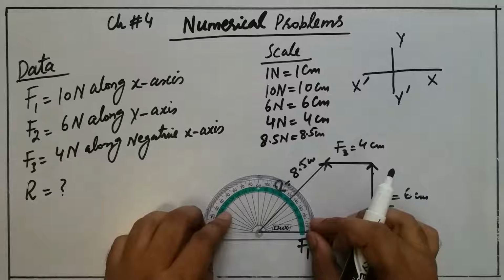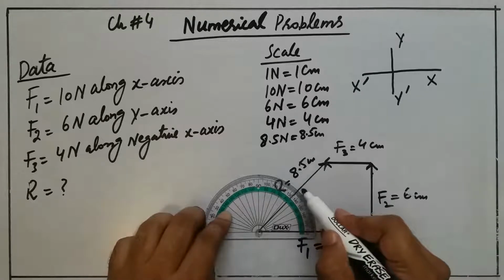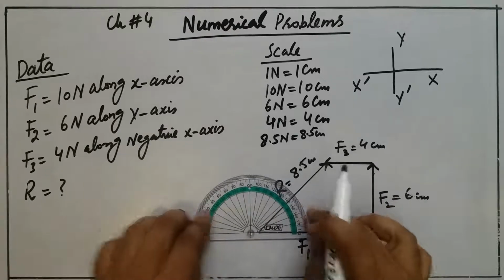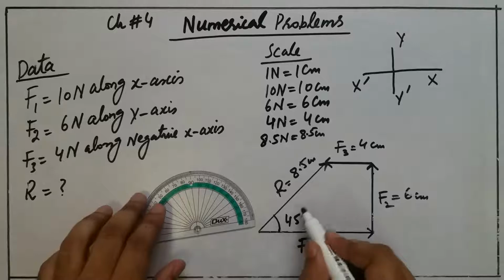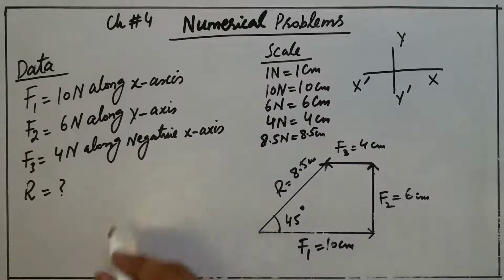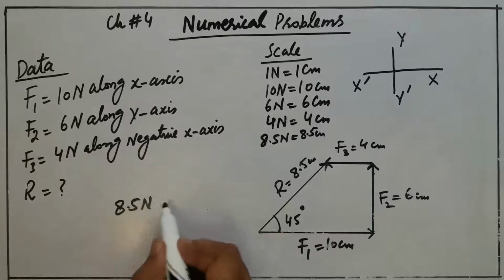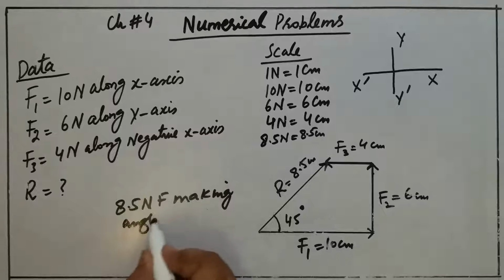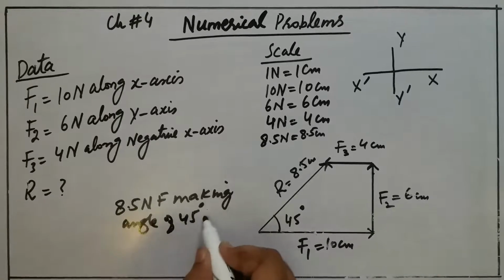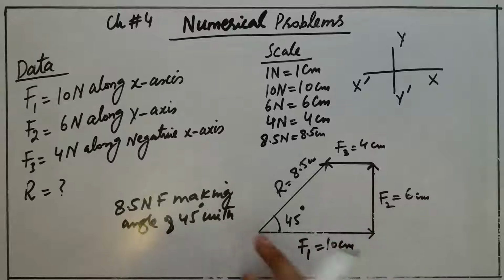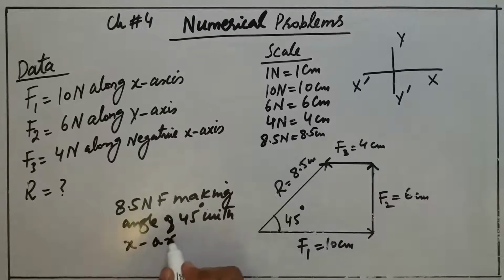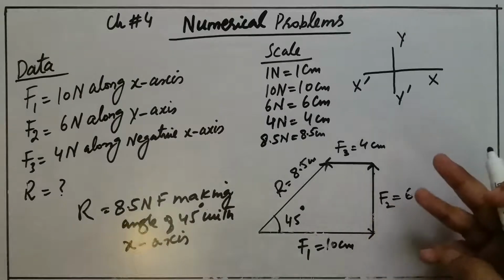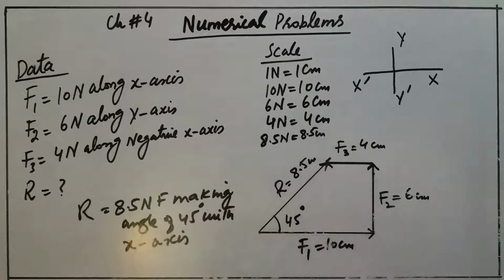Place the protractor on that point, and you can see that this is marking 10, 20, 30, 40, and this is a 45 degree angle. So our resultant is going to be the 8.5 Newton force, making an angle of 45 degree along the x-axis. So this is the resultant, meaning the answer of the addition of the three forces.